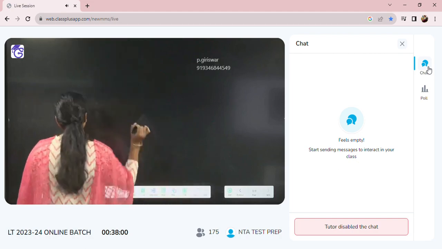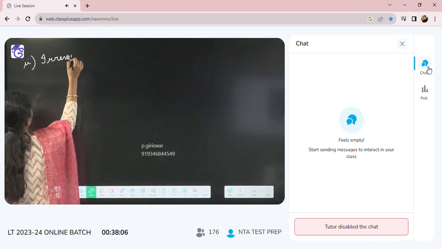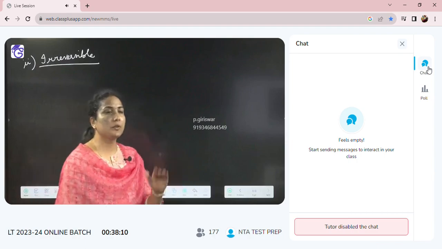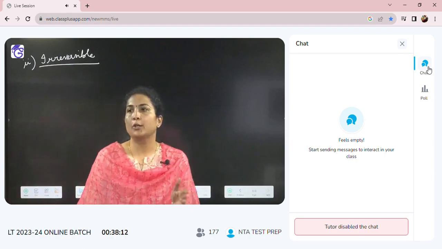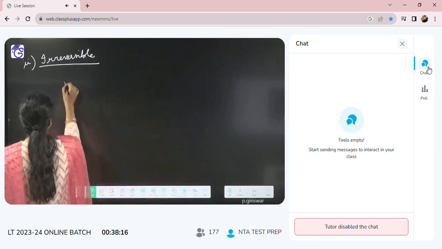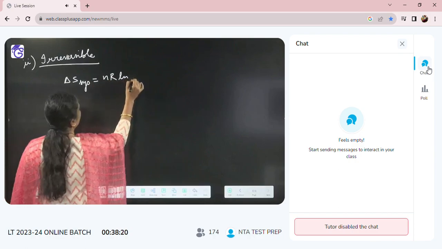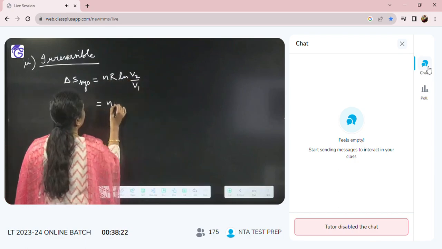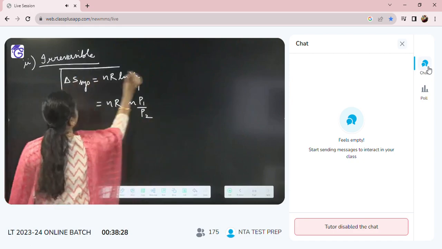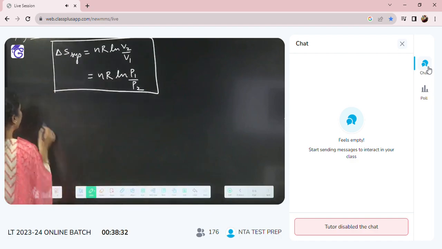Now let us move on to the next one, which is the irreversible isothermal process. Are you able to recall that I said it is reversible or irreversible? Your delta S system is not going to get impacted. So the delta S system formula remains the same: delta S system will be nR ln V2 by V1, and that is equal to nR ln P1 upon P2.